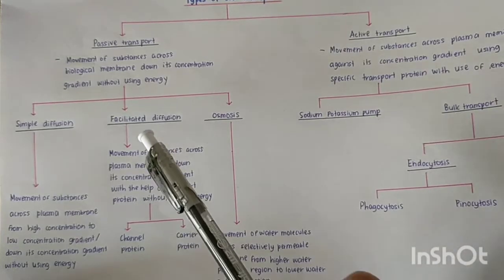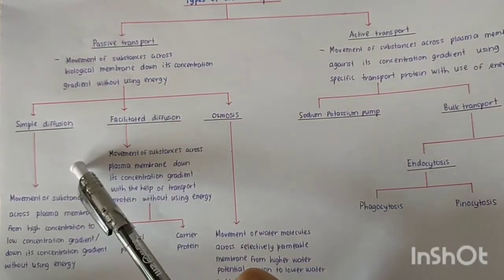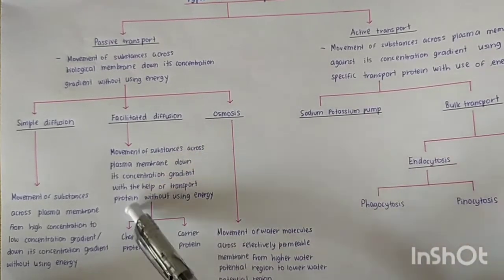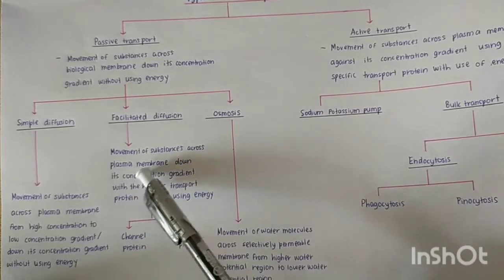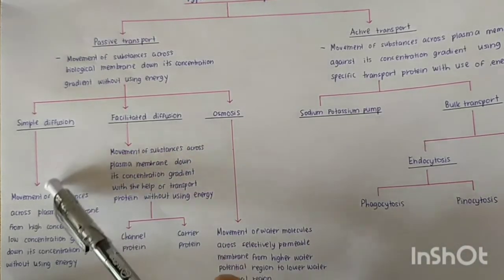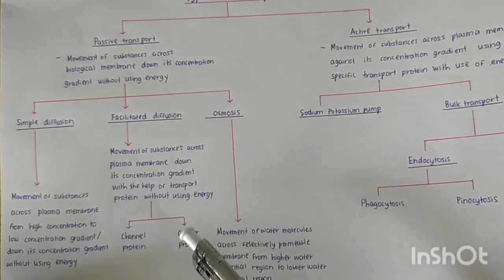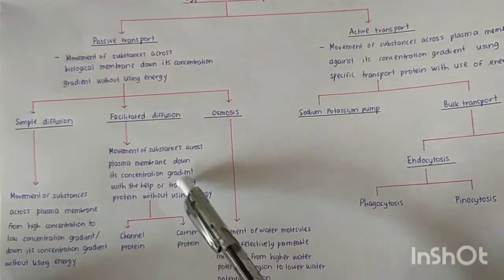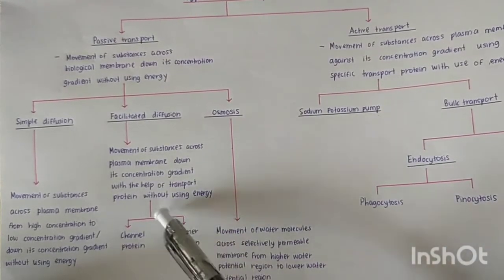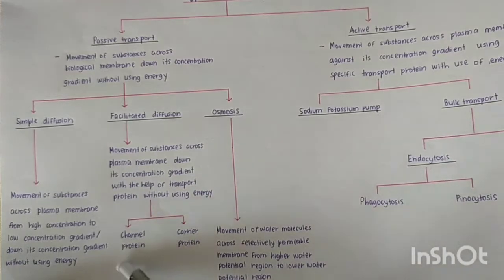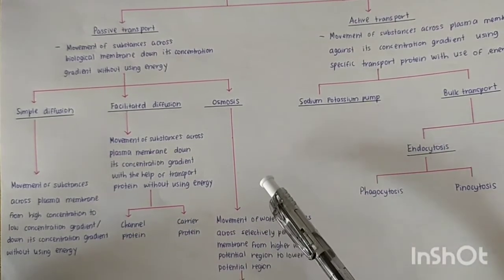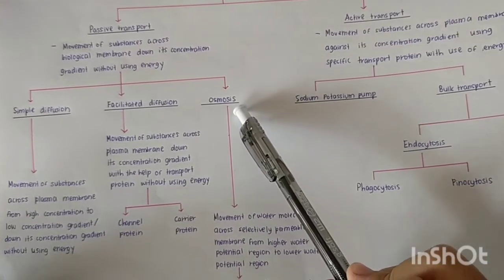So the differences between facilitated diffusion and simple diffusion: first, we look at the substance involved. Second, facilitated diffusion must need the help of transport protein, but simple diffusion does not involve transport protein. Since facilitated diffusion is also a type of passive transport, it does not use energy. The transport protein in this case may act as a channel protein or a carrier protein. And one more type of passive transport here is osmosis.